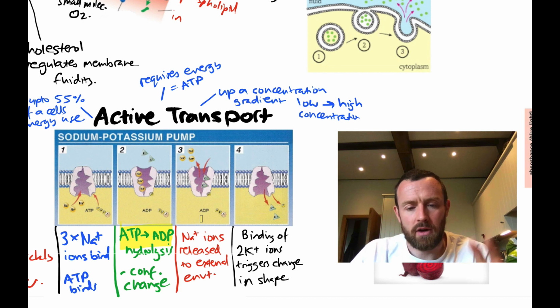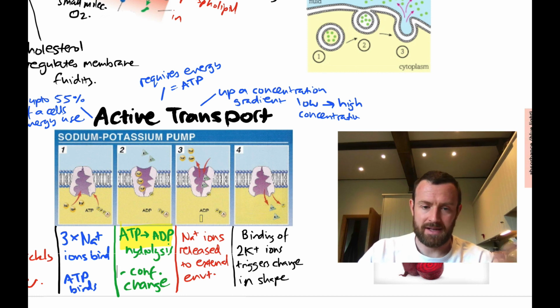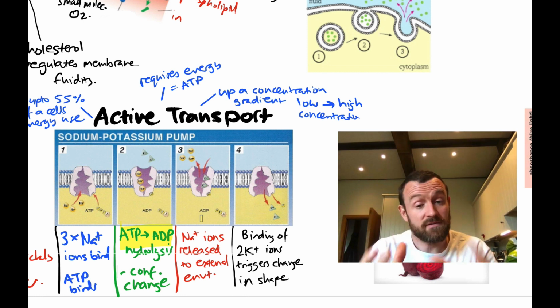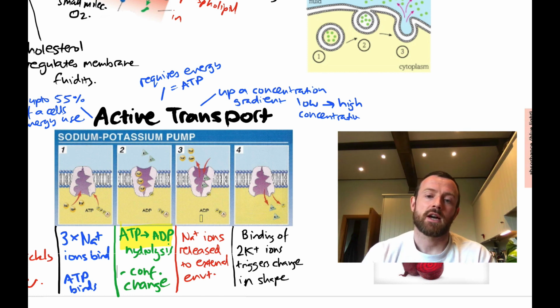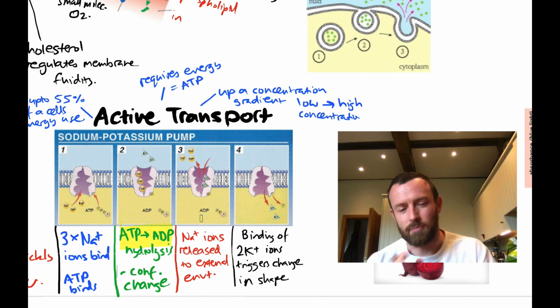I think it's important to note, just in case you were thinking, are sodium ions and potassium ions circles and triangles? That's just for diagrammatic purposes. They're just circles. I mean, they're basically spherical ions. They're slightly different sizes. So that's how the protein can tell them apart if they're both positively charged little blobs.